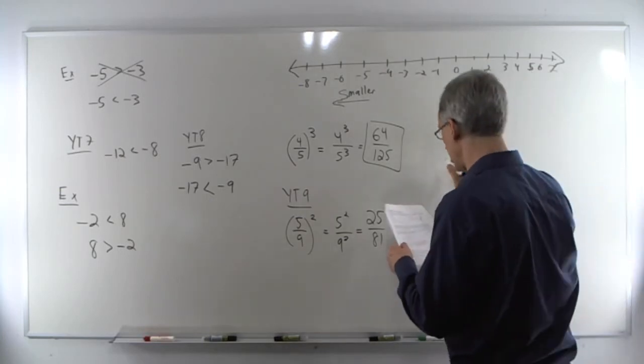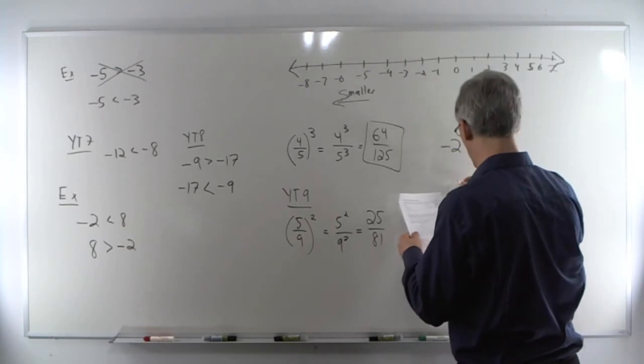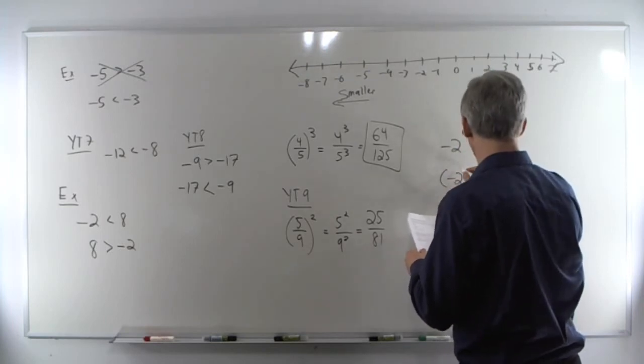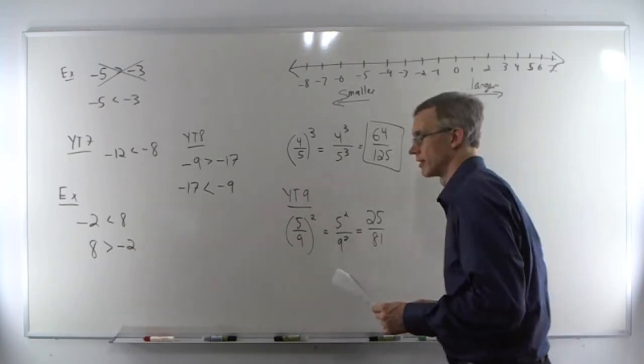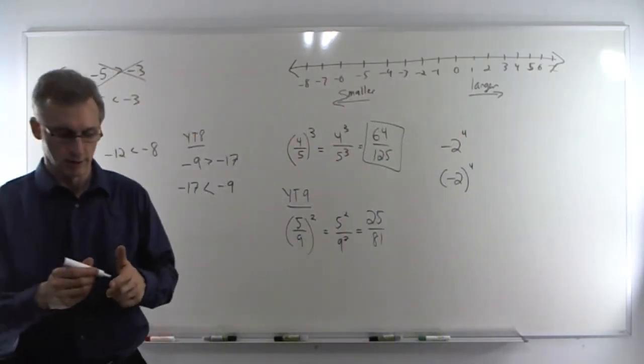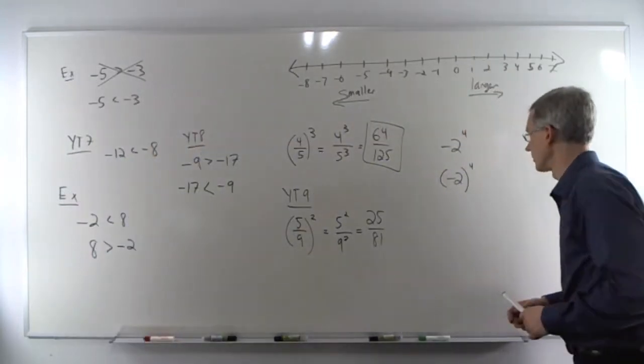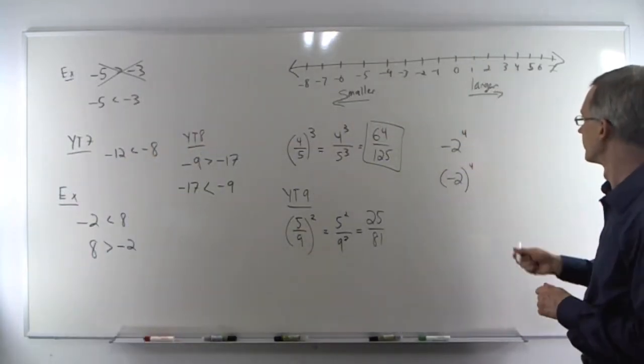So let's take that idea and compare what we get when we have negative 2 to the 4th power versus negative 2 in parentheses to the 4th power. These mean very different things. These are not equivalent to each other. This is a mistake I see quite often.